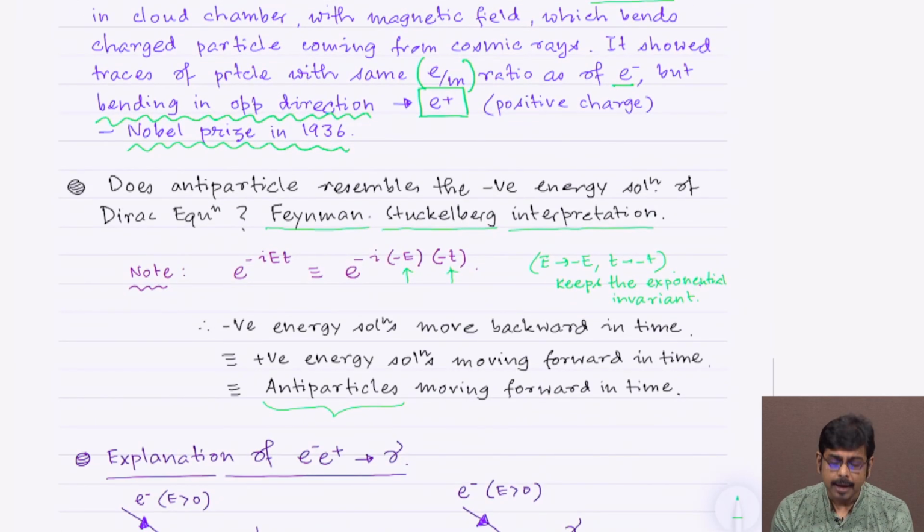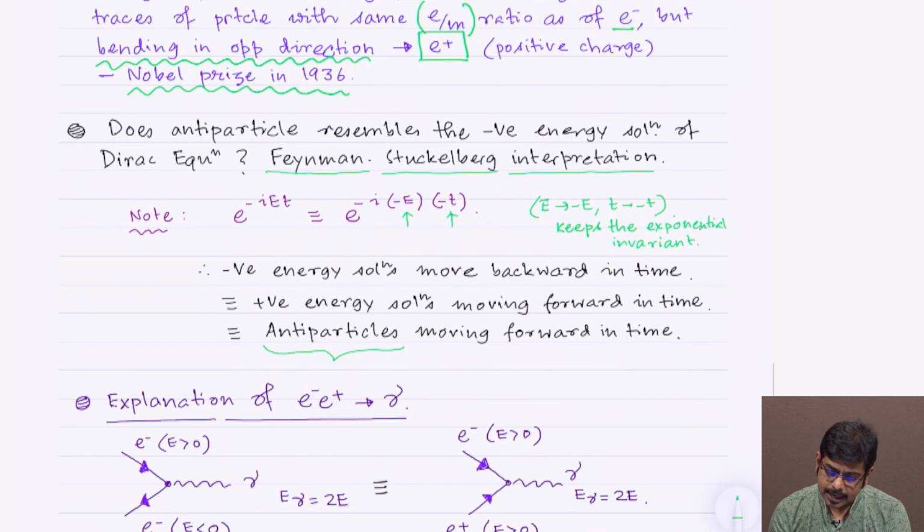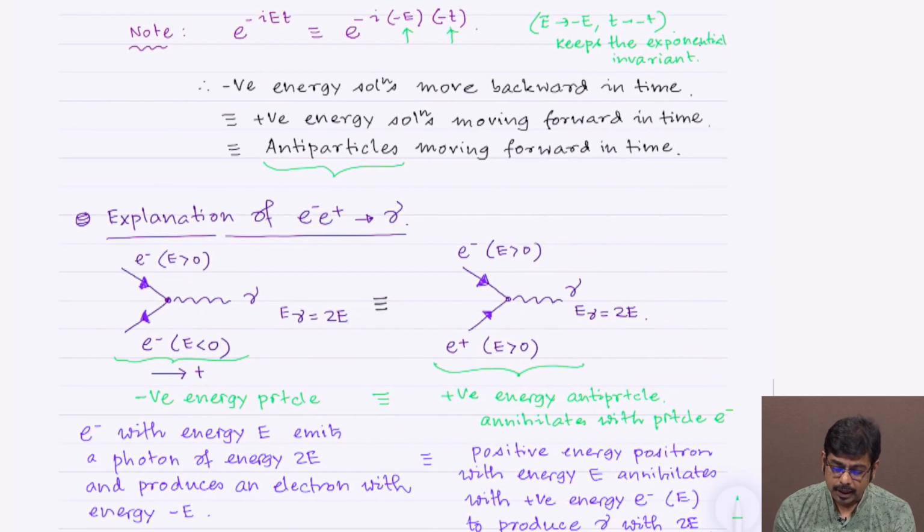Now, this is something that we have already discussed before: the Feynman-Stueckelberg interpretation of negative energy solutions being associated with antiparticles. You basically say that the negative energy solutions which are moving backward in time can be associated with positive energy solutions moving forward in time. So, here I give you a schematic explanation of e plus e minus annihilating to a photon, although this photon has to be a virtual one, that is a different story.